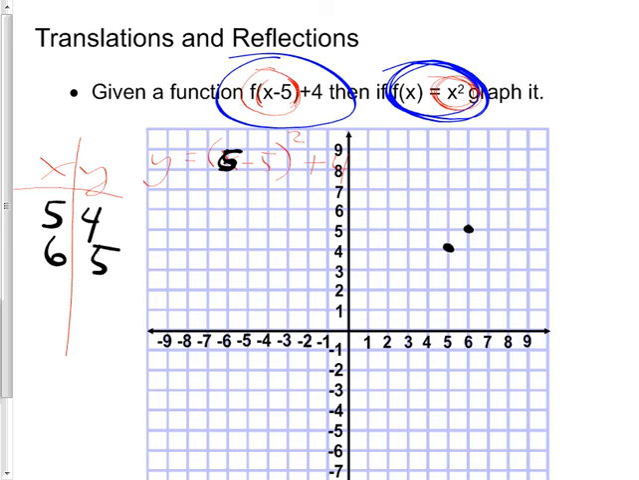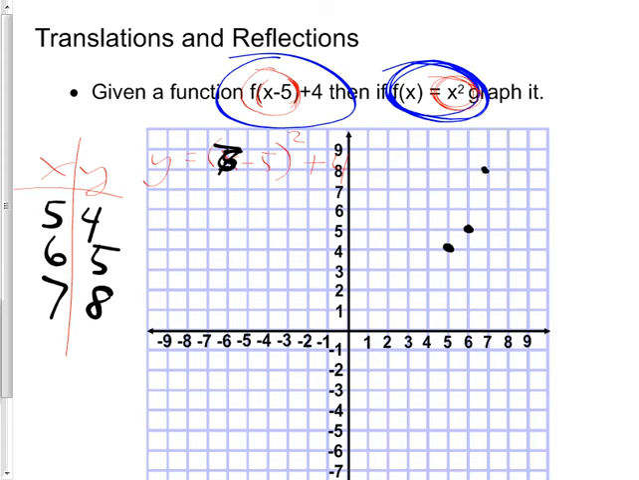It's really hard to tell where the graph is from this. I mean, it still could be a V shape. It still could be a U shape. I don't exactly know. But if I just keep picking points, eventually it'll show me. 7. So 7 in here. 7 minus 5 is 2. 2 squared is 4. 4 plus 4 is 8. 7 comma 8.